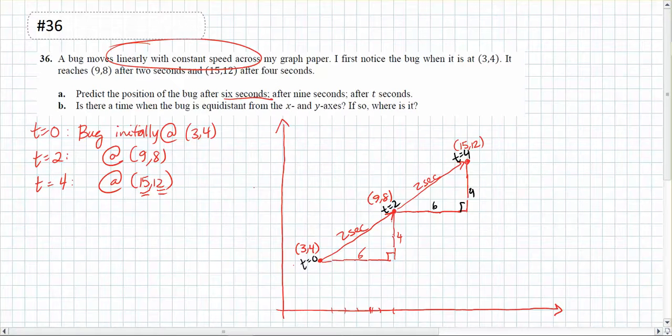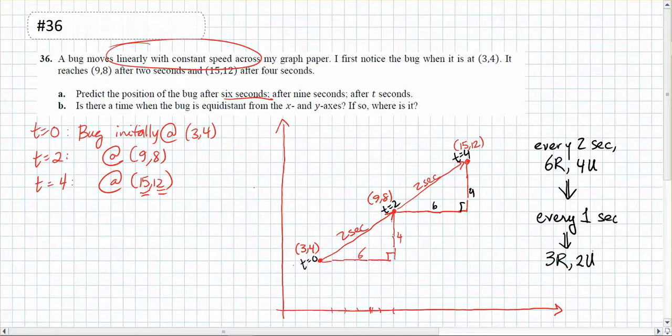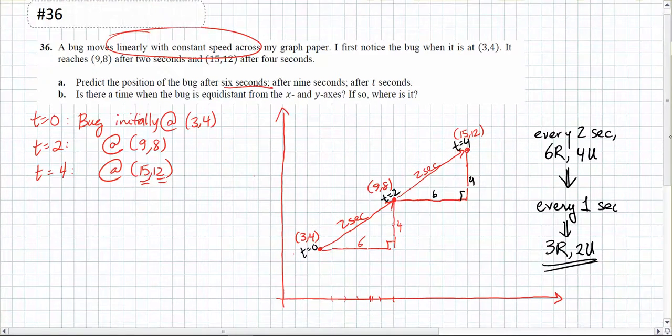Okay. So notice every 2 seconds, you move 6 right and 4 up. Well, that also means every 1 second, every single second, then you're going 3 right and 2 up. Just kind of keep it in the back of your mind here, okay?